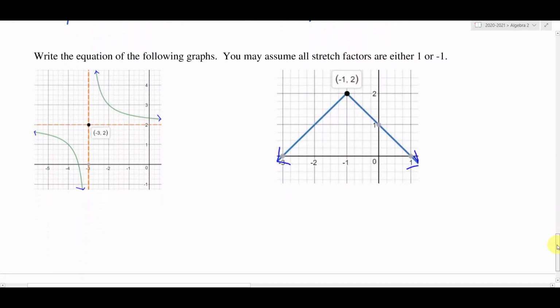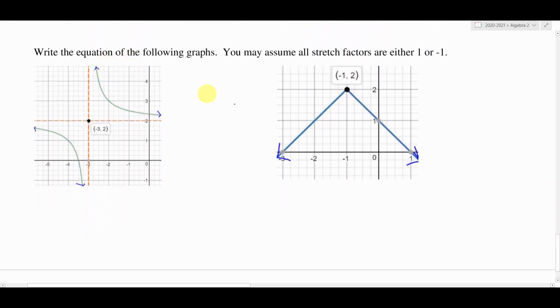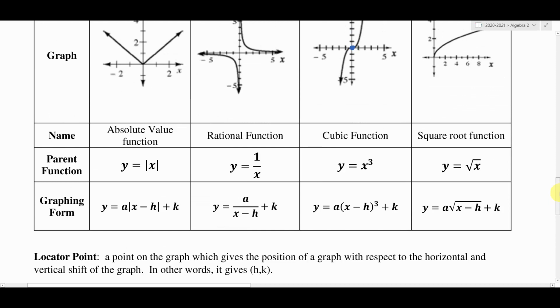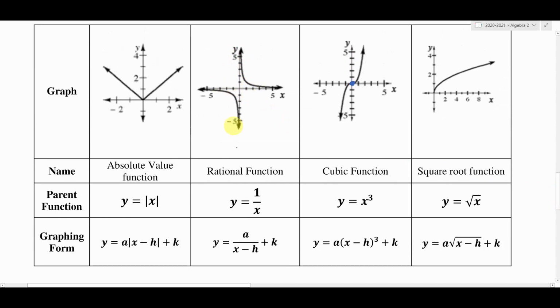All right, last two examples here. This one says write the equations of the following graphs, and we're allowed to assume all stretch factors are either 1 or negative 1. Okay, so first we take a look at the shape of the graph. I can tell by the shape of this graph that this is a rational function. So I look at this thing, and then I would compare it to my graphs up here. And that looks a lot like this, which is a rational function. So I know my equation is going to have this form.